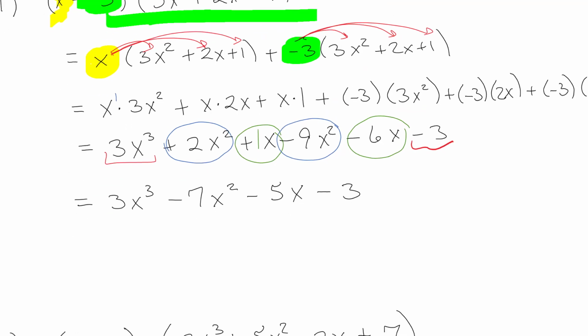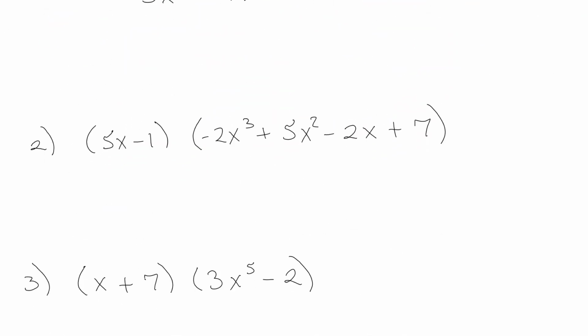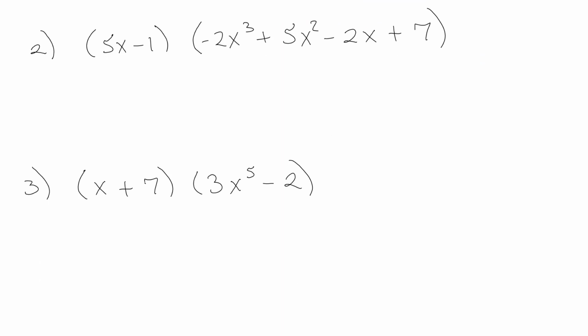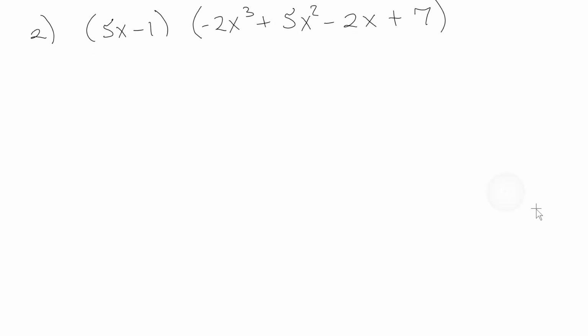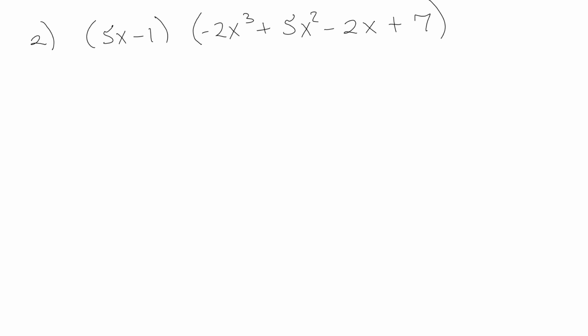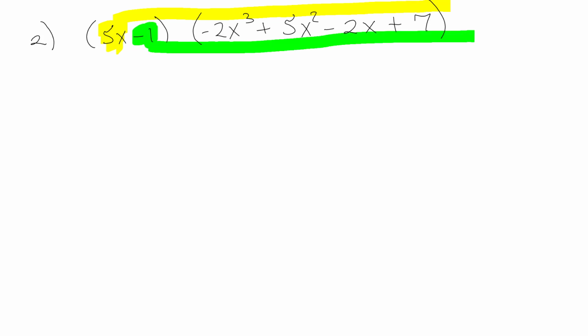It's a legit start. Not terribly less legit than this one, though. This one coming up is also super duper fun. Okay, so again, this is intimidating because it seems like it's a lot, but it's really just doing the same thing. So that 5x gets multiplied by everything there, and the negative 1 gets multiplied by everything there.